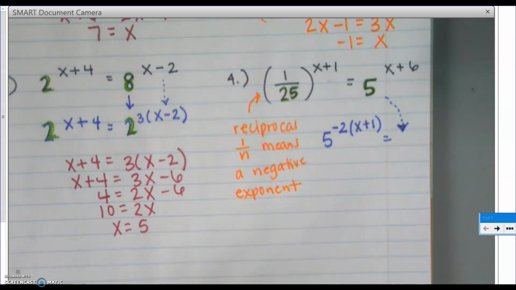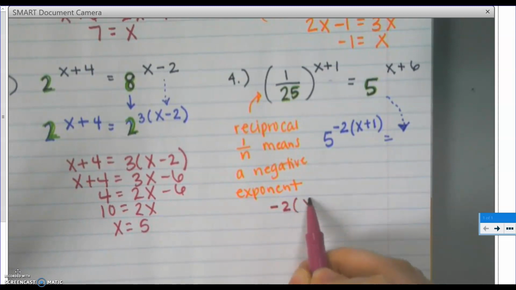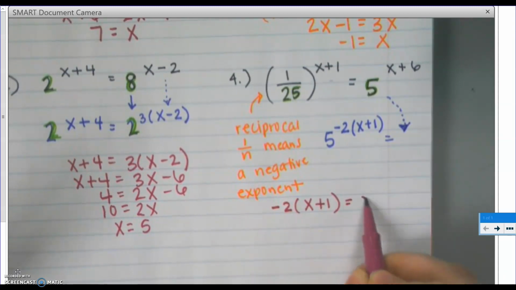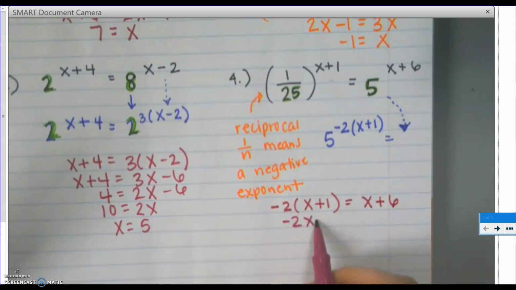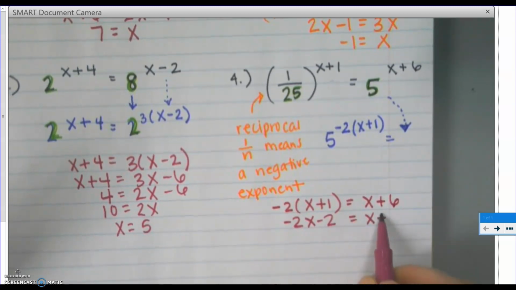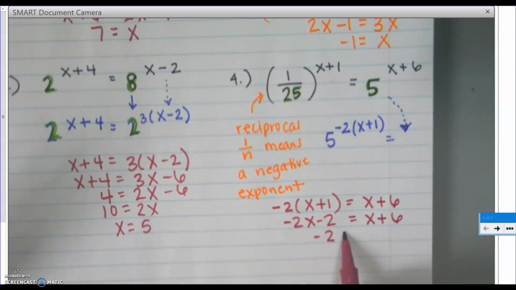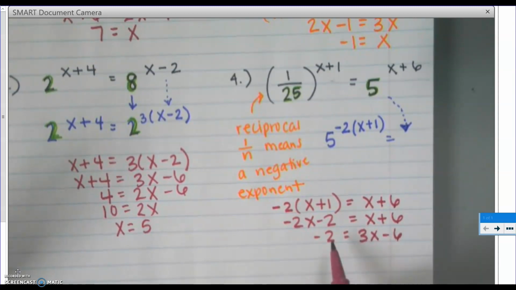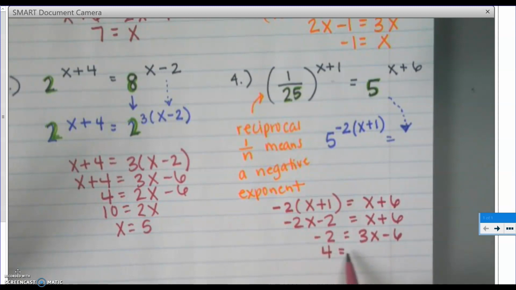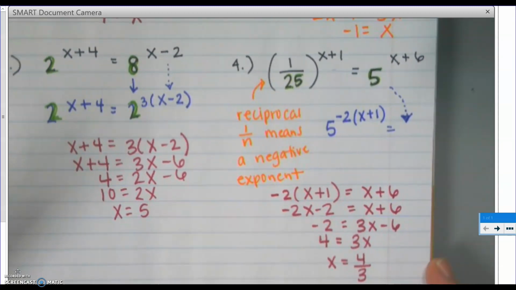All right, so again, now that my bases are the same, I can set my exponents equal to each other. Distribute. I'm going to add 2x to both sides. I'm going to add 6 and divide. So x would be 4/3.